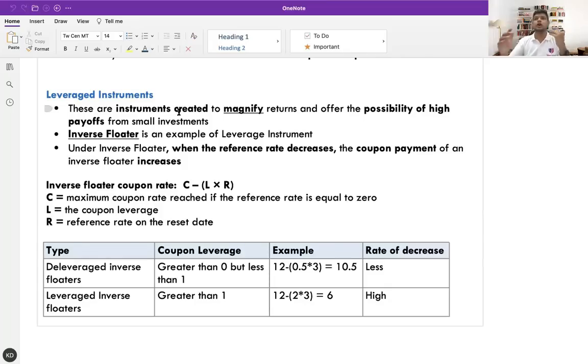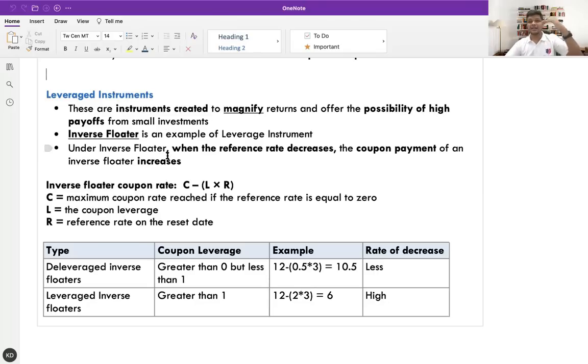Now, which instruments am I talking about? Leverage instruments. So here, I'm not just betting on the rates going up or down, but I'm also taking leverage on it. How exactly? I'll tell you. Leverage instruments are created to magnify the returns and offer the possibility of high payoffs. Inverse floater is one example.